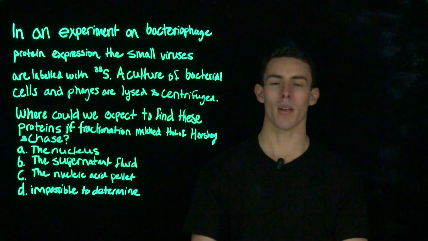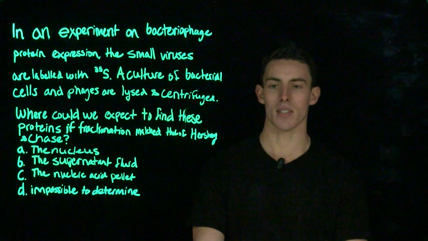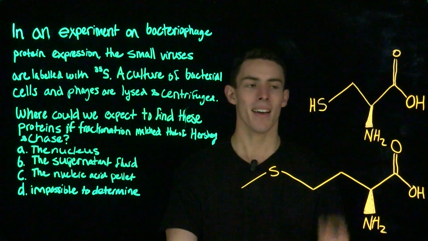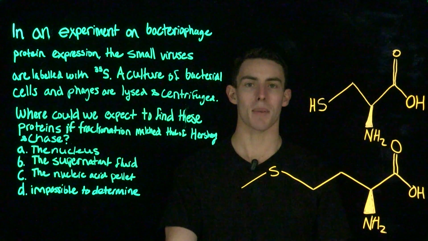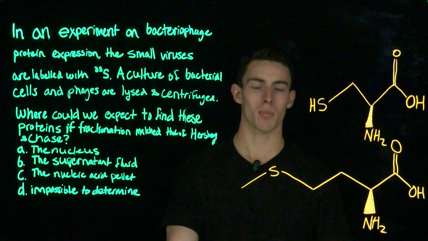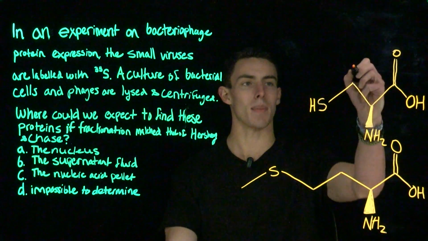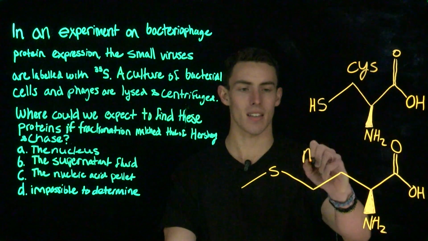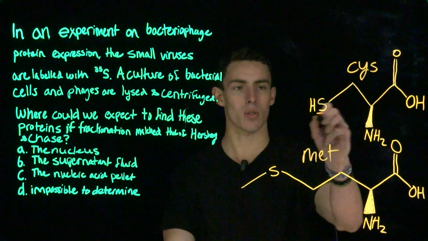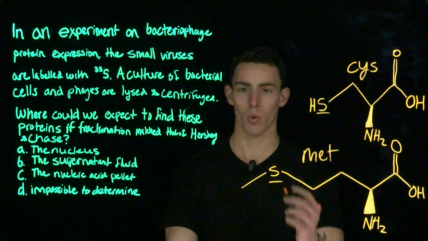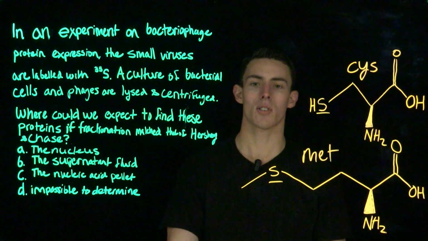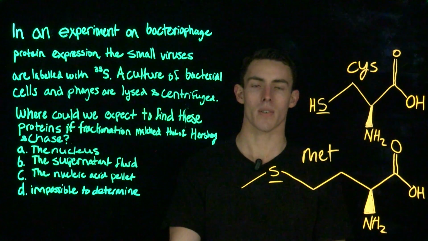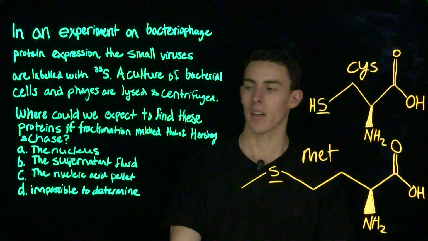Let's first think about why we would want to use sulfur to label proteins. Take a second to think about that. Let's take a look at these amino acids. Amino acids are the monomeric building blocks of proteins. And these amino acids, cysteine and methionine, both contain sulfur in their side chains, or R groups. So, now that we know why we were able to label proteins with sulfur, let's look back at the question.